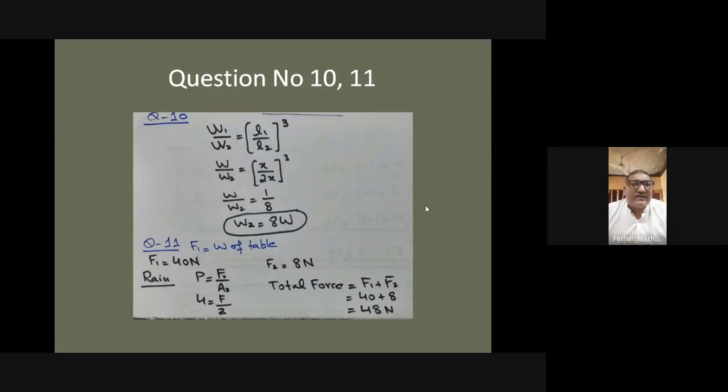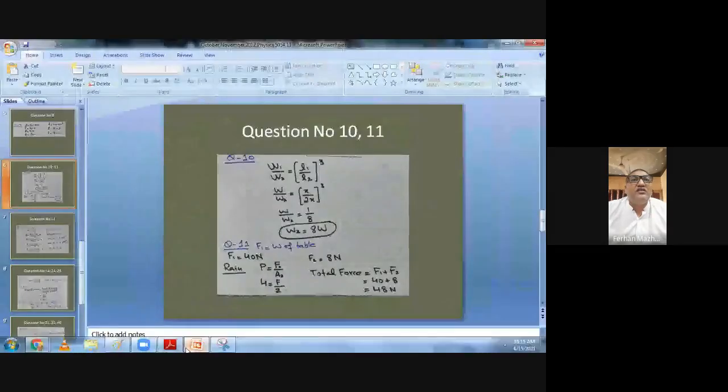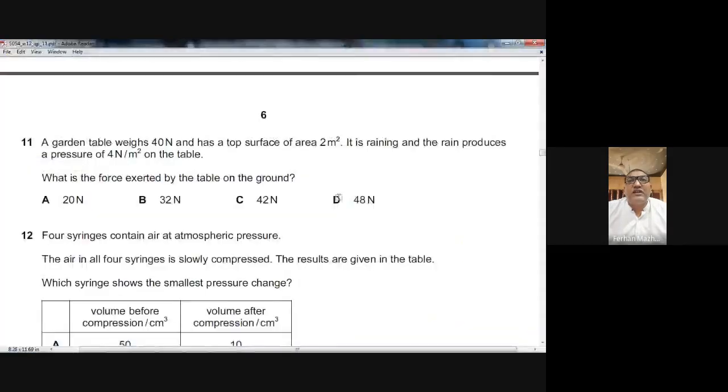So the total force acting downward will be the weight of the table and the force acting downward due to the rain, and that will be 40 plus 8, 48 Newton. So the force acting downward on the ground due to the table and the rain on the table will be 48 Newton. Hopefully you have understood this calculation. 48 Newton. Let's check what's the answer. I think question number 11, D is the right choice.